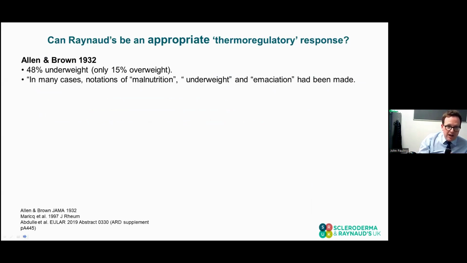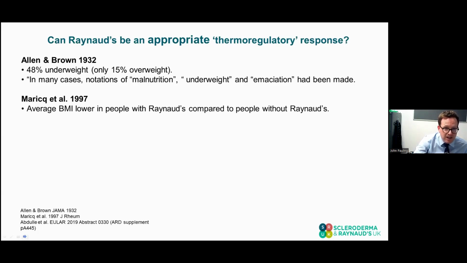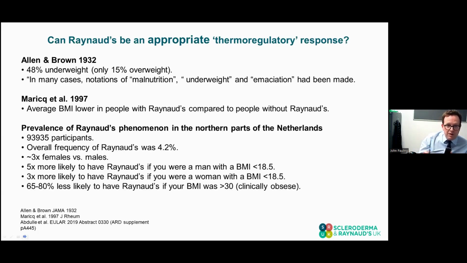And nearly 100 years ago, Allen and Brown, who were investigators interested in Raynaud's, noted that about half of the people attending their Raynaud's clinic were considered underweight. And there's been a number of studies since then that have also shown that the lower your BMI, your body mass index, which is a measure of your weight in relation to your height, the more likely you are to have Raynaud's symptoms. And actually carrying extra weight protects you from Raynaud's phenomenon. You're far less likely to have Raynaud's phenomenon if you're overweight.